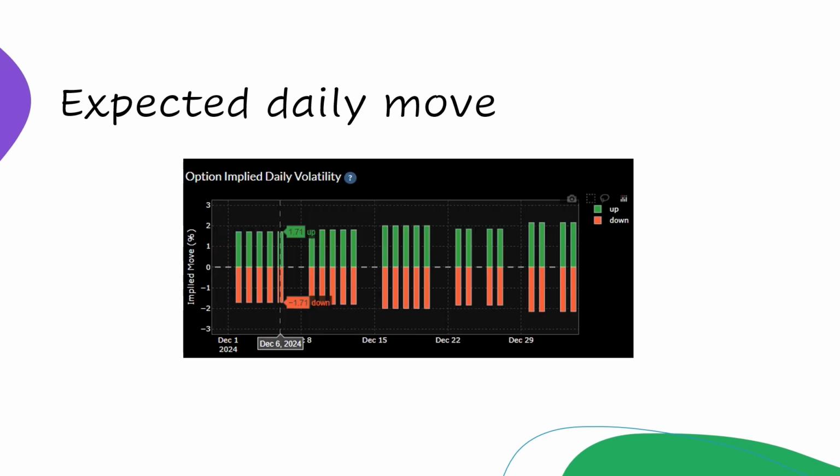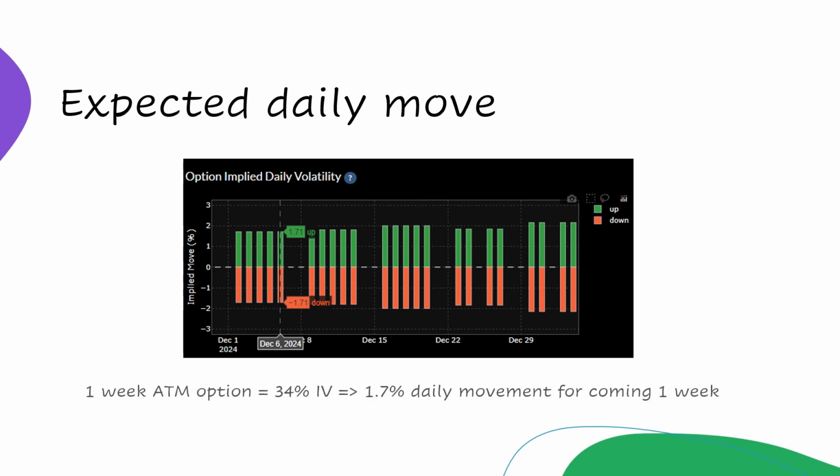This is the graph for expected daily move on NVIDIA for upcoming 30 days. 1 week option on NVIDIA has implied vol of 34%. This translates to roughly average 1.7% daily movements, either up or down, for upcoming 1 week.